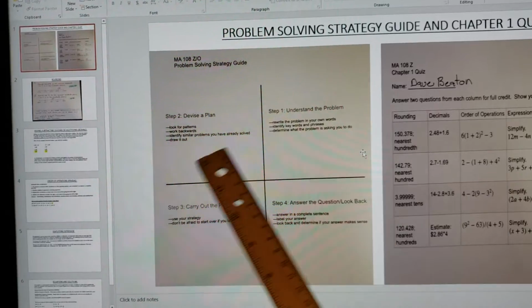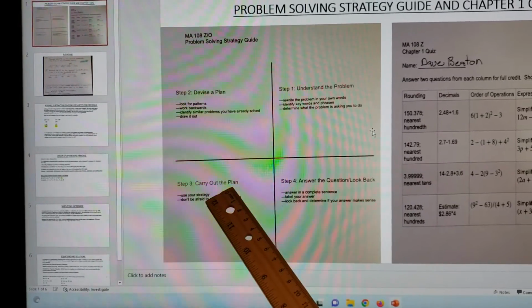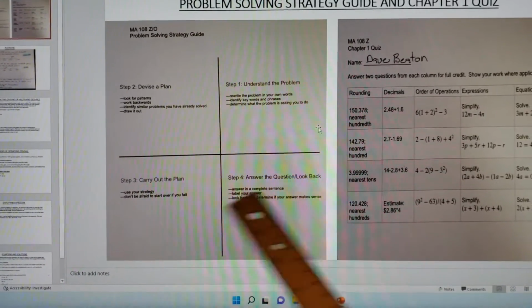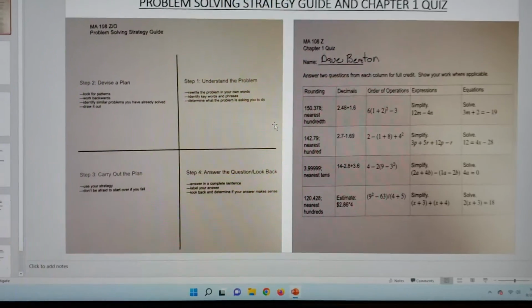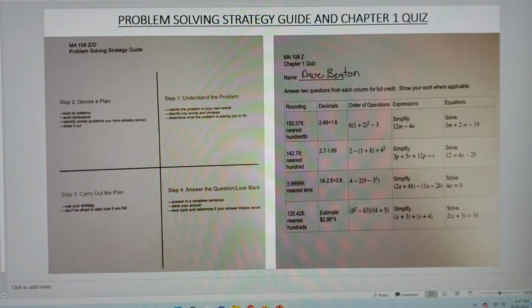Step number 1, understand the problem. Step number 2, devise a plan. Step number 3, carry out the plan. And step number 4, answer the question and look back. So I think I followed that pretty well in this presentation.